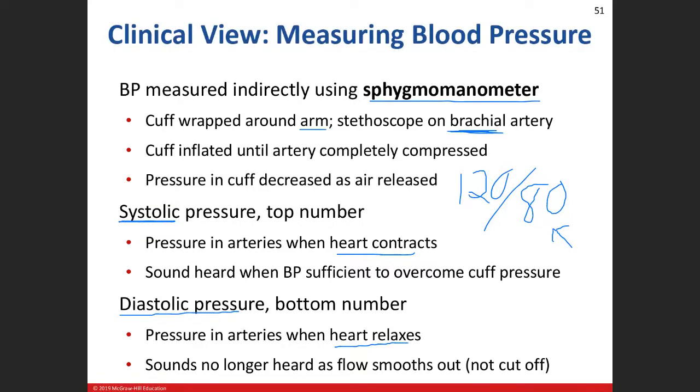So the first sound is systolic pressure. The heart's contracting. And then the last time that you hear it, that's going to be the diastolic pressure, when the heart is relaxing. We can't hear the blood flowing anymore. So we no longer hear the sound.